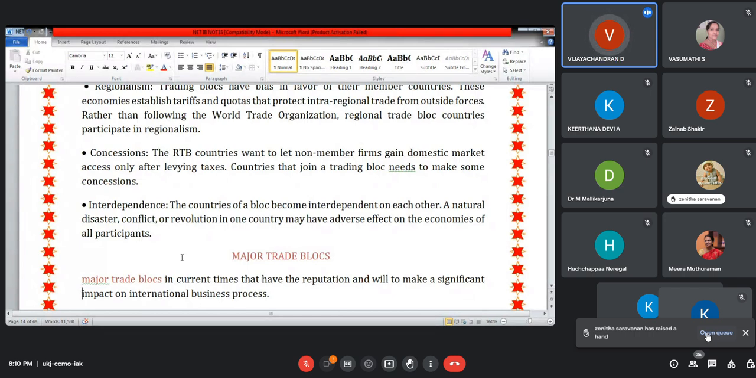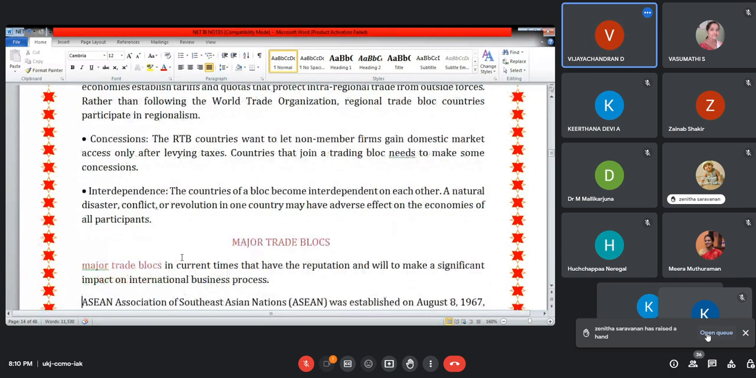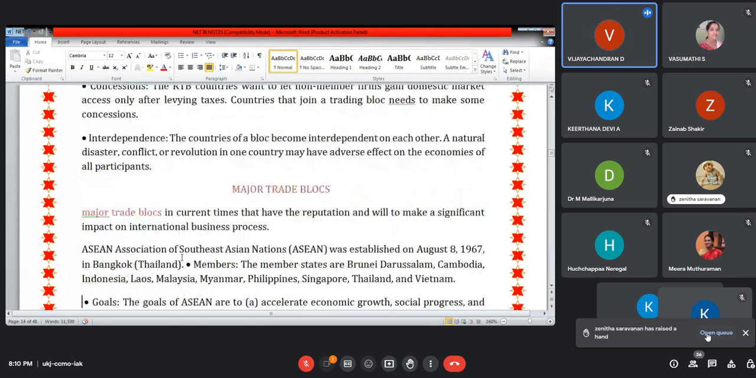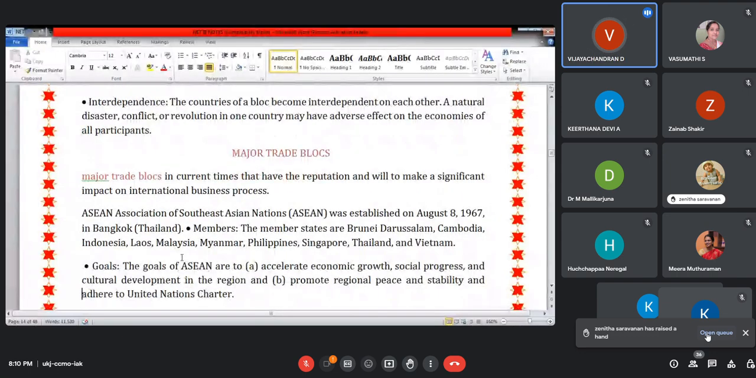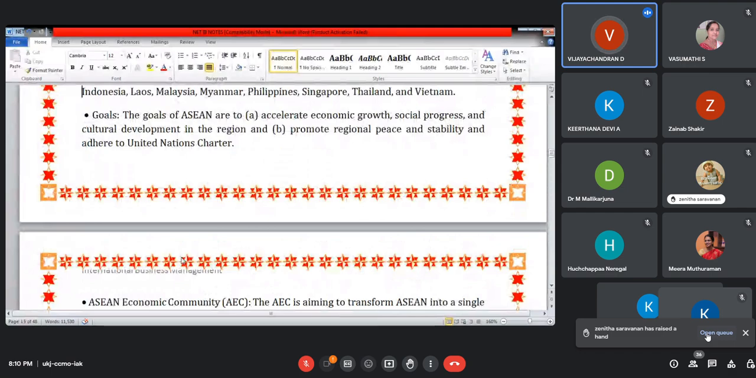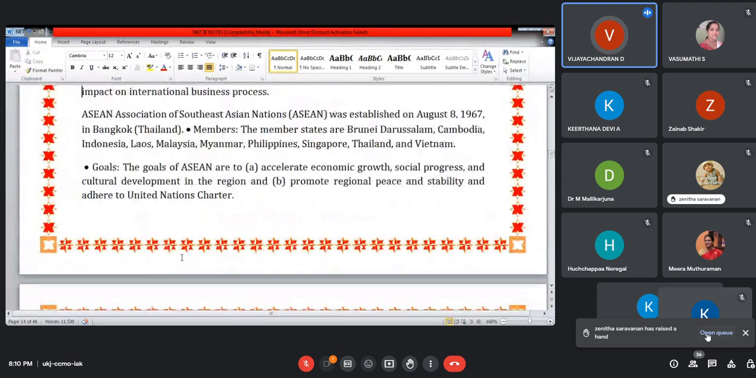What are the major trading blocks? I told you ASEAN, the Association of Southeast Asian Nations. Kindly note, friends: you may be thinking that India is one of the members. No, that is very, very important. If you see ASEAN, what comes to your mind? Okay, India will be a member. That is not the answer. That is the reason I'm pinpointing this.